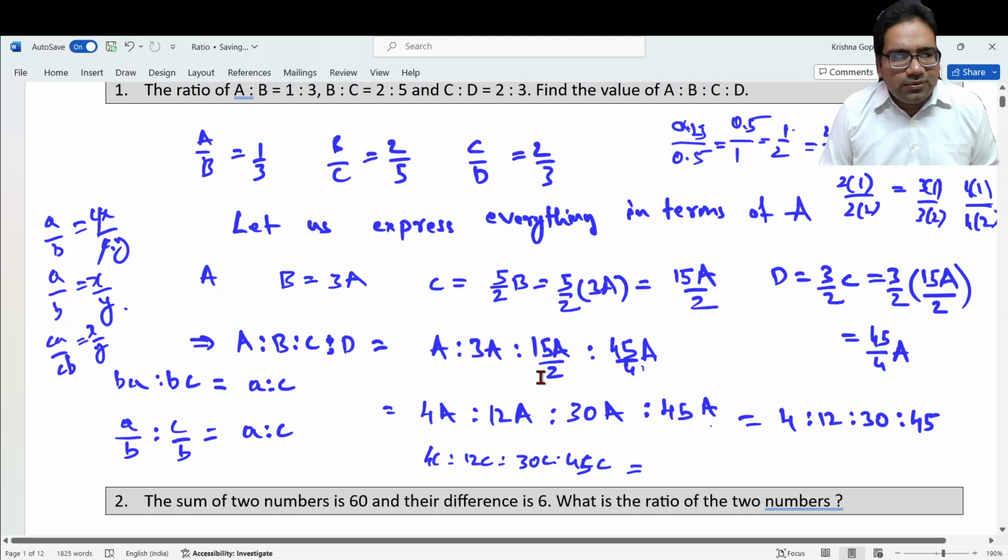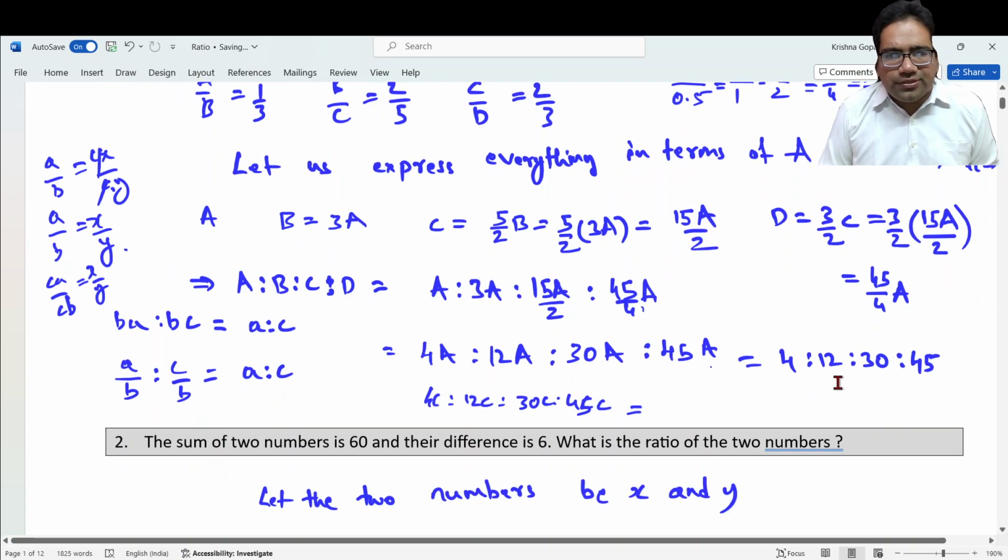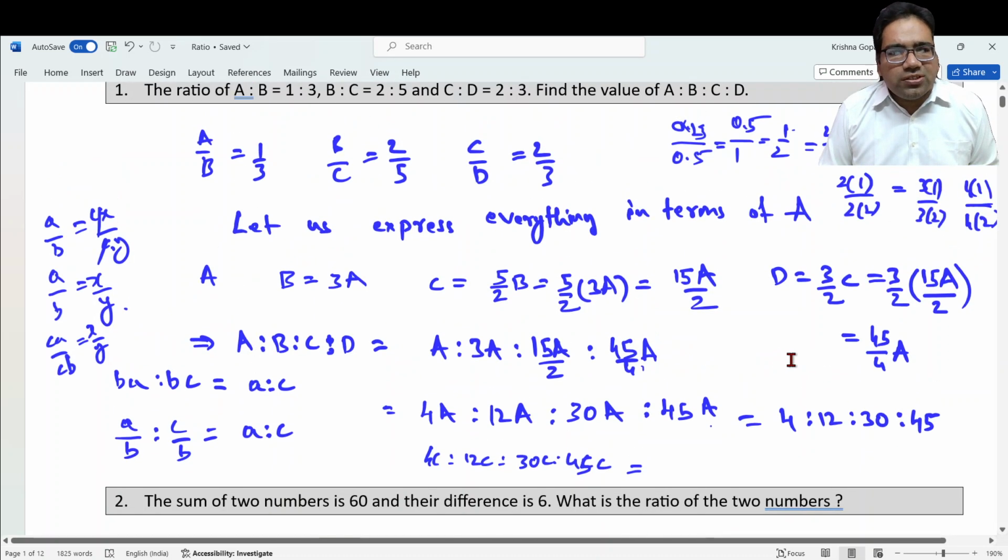4a is to 12a is to 4 into 15a by 2 is equal to 30, 4 into 45a by 4, which is equal to 45. That means the ratio is 4 is to 12 is to 30 is to 45. This is an easy problem, right? We just need to know how to express everything in a common term. All the four should be expressed in a common term, then we will be able to do this.